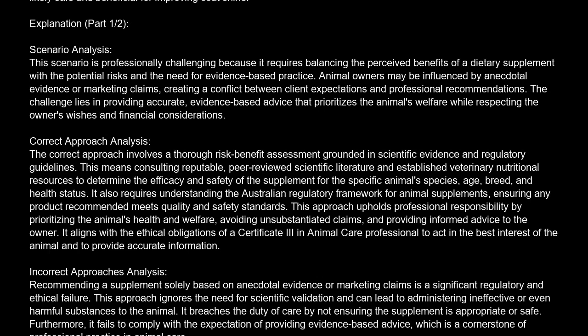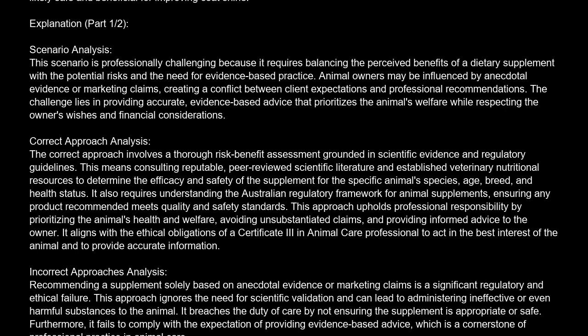The correct answer is D. Recommend the supplement, explaining that while scientific evidence is limited, the positive testimonials suggest it is likely safe and beneficial for improving coat shine. Explanation. Scenario analysis. This scenario is professionally challenging because it requires balancing the perceived benefits of a dietary supplement with the potential risks and the need for evidence-based practice.